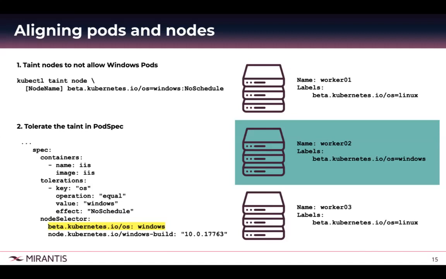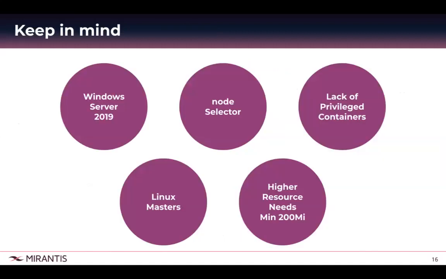The very first Windows pods that I scheduled, I was trying to figure out, hey, why are these not coming up and working? Well, it's because Kubernetes was trying to assign those pods onto a Linux node. That's not going to work. You've got to make sure that we've got node selectors and taints there to ensure that the pod lands on the right node. Some general things to keep in mind, and we've talked a lot about Windows Server 2019.